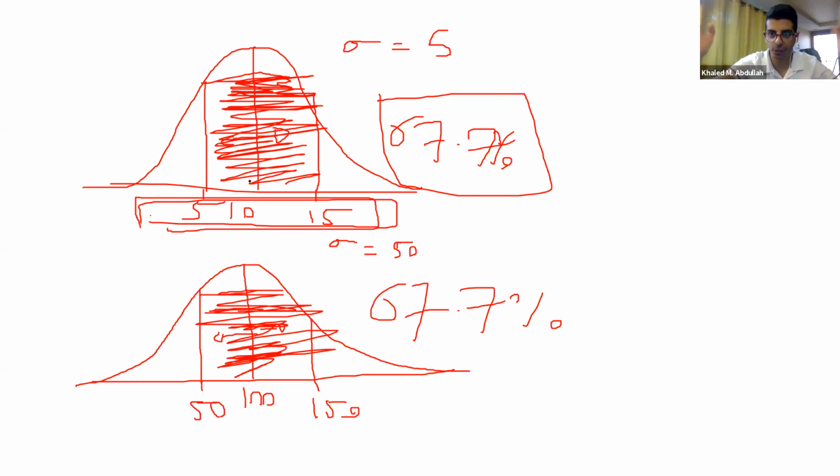If you check two standard deviations, it's going to be 95% of the data. If you check three standard deviations, it's going to be 99.7% of the data, right? So that came from the third lecture.